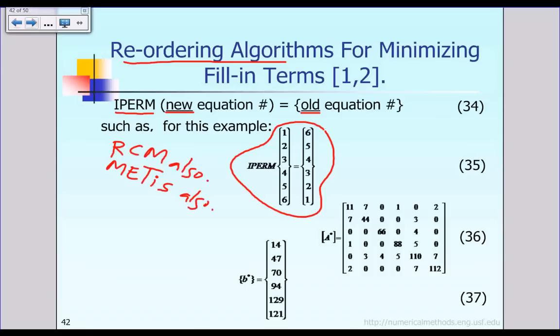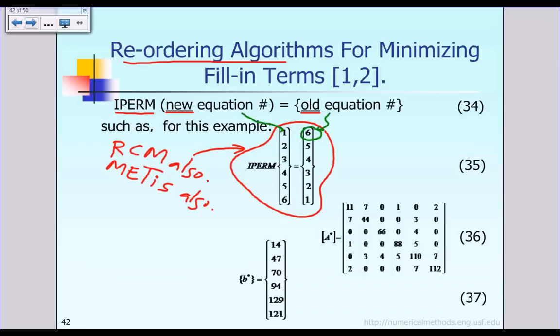Any of those available algorithms will give you an integer mapping array we call I-perm of new equal to old. So what does that mean? And what are we going to do with that information? The idea here is, you see, this I-perm of 1 is equal to 6. That means the old equation number 6 will be swapped with the new equation that we call equation number 1.